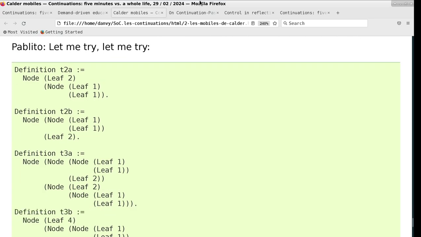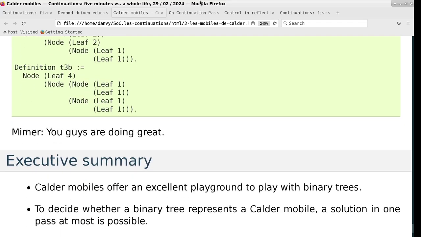Let me try. So he tries. And that's the same case as before, except that something has been folded into a leaf, which contains the sum of the producers. And the second one slides: they are all Calder mobiles.